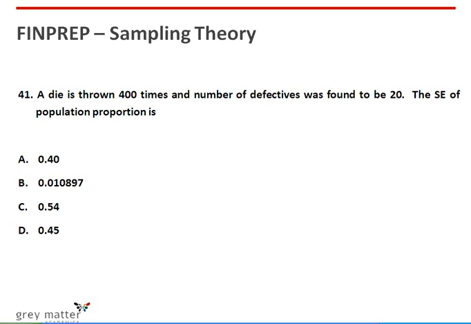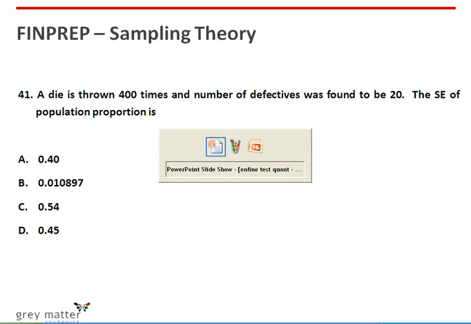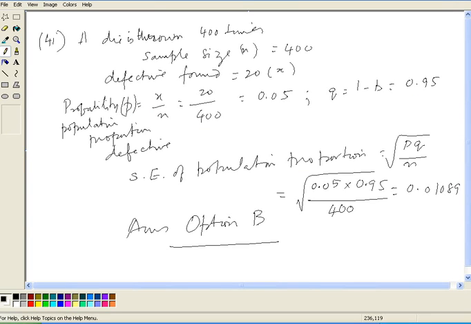41st problem. A die is thrown 400 times. A number of defectives was found to be 20. The standard error of population proportion needs to be computed. Looking into our worksheet, the die is thrown 400 times can be taken as a sample size n equal to 400 and defective found equal to 20, that is x. Now probability of finding a defective would be x by n, that is 20 by 400, which is also a population proportion that is defective.